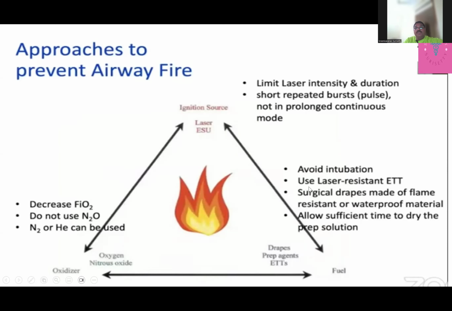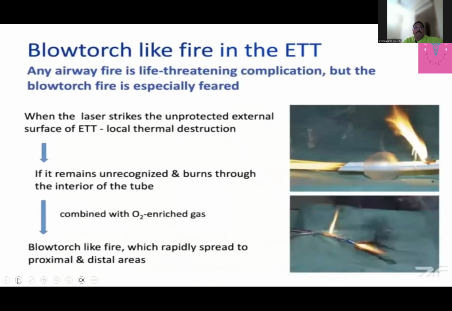If possible, avoid the intubation and use the laser; if impossible, use laser resistant endotracheal tubes and surgical drapes made of flame resistant waterproof material. Allow sufficient time to dry the preparation solution. Sometimes spirit solution should not be allowed, because that will catch fire. These are all the different things so that we can avoid the fire.